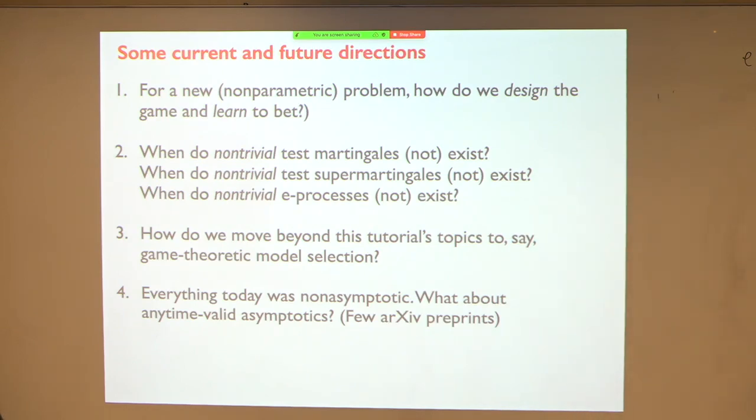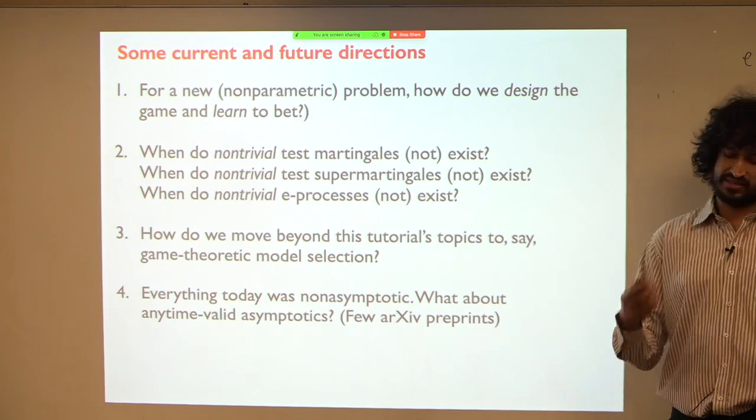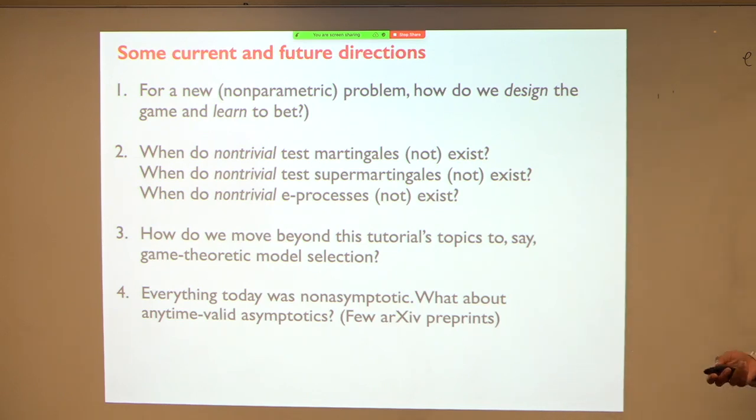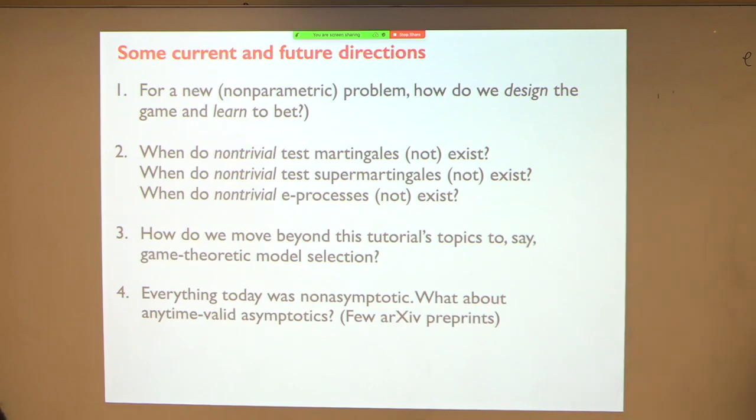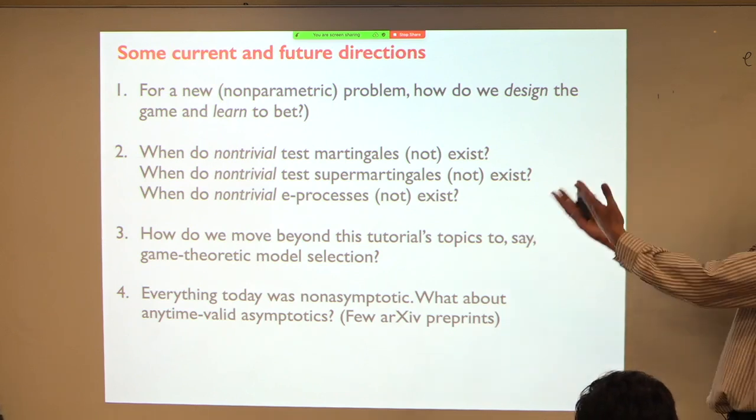Everything yesterday and today was non-asymptotic. So you can ask: there's a lot of statistics, more generally classical statistics, that's based on asymptotics. Can I develop a theory of anytime valid asymptotics? And the answer is yes. We have a paper on what's called time uniform central limit theory. So it's like an analog of the central limit theorem for a time uniform version.